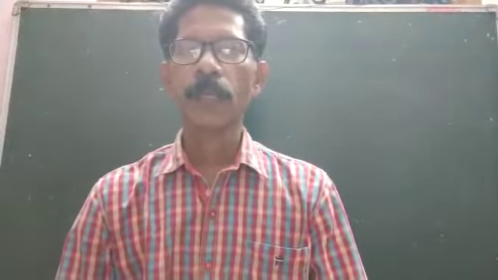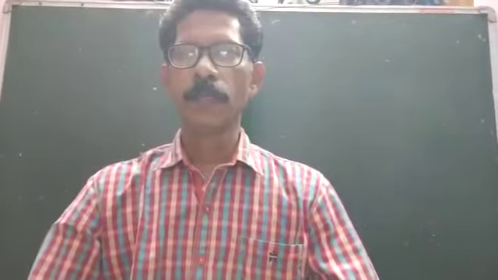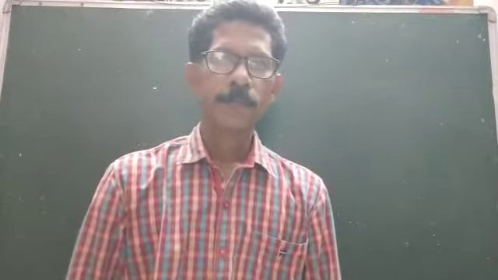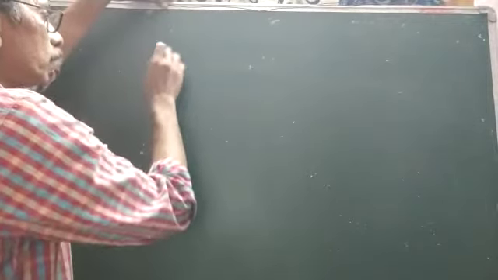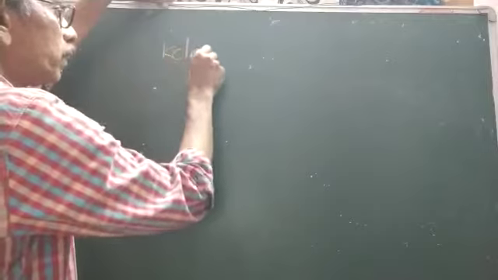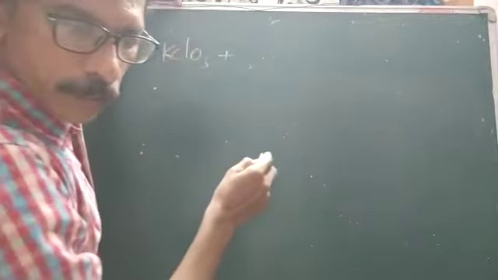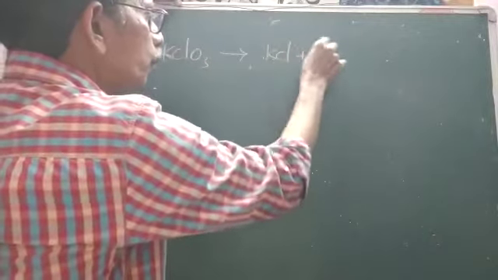So in our last class we have learned the balancing of the chemical equations, how to balance the chemical equation. Then another example for it is KClO3, which means potassium chlorate, plus, gives rise to KCl plus O2.